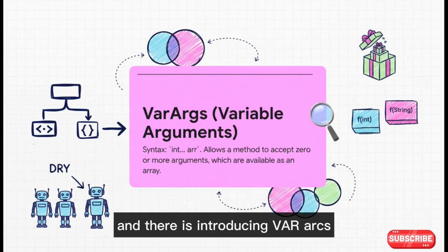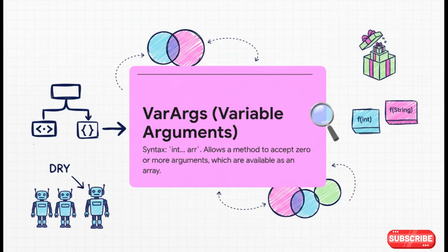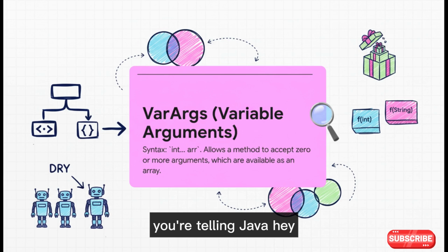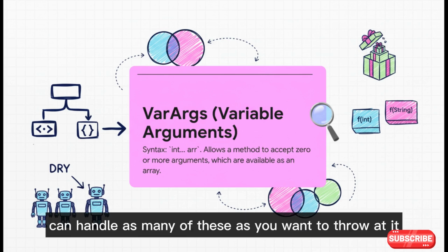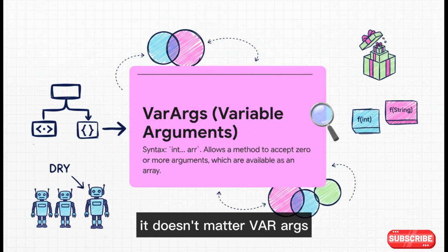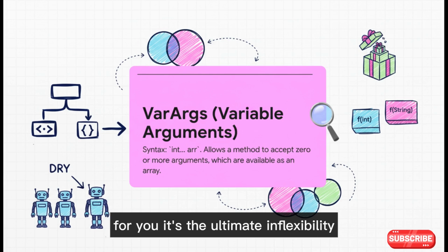And there is, introducing varargs, which stands for variable arguments. This is like a magic trick. By adding those 3 little dots after the data type, you're telling Java, hey, this method can handle as many of these as you want to throw at it. 2 numbers, 10 numbers, 1,000? It doesn't matter. Varargs just scoops them all up and packages them into an array for you. It's the ultimate in flexibility.